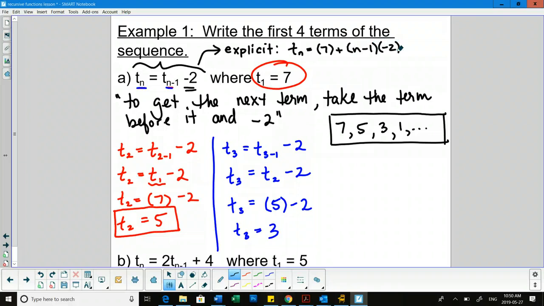Okay? The recursive format uses the previous term to get the next term. And again, I won't always be able to do this, right? If I have a multiple and an addition or a subtraction, then I can't do the explicit formulas. Okay, so this is like our A and our D.